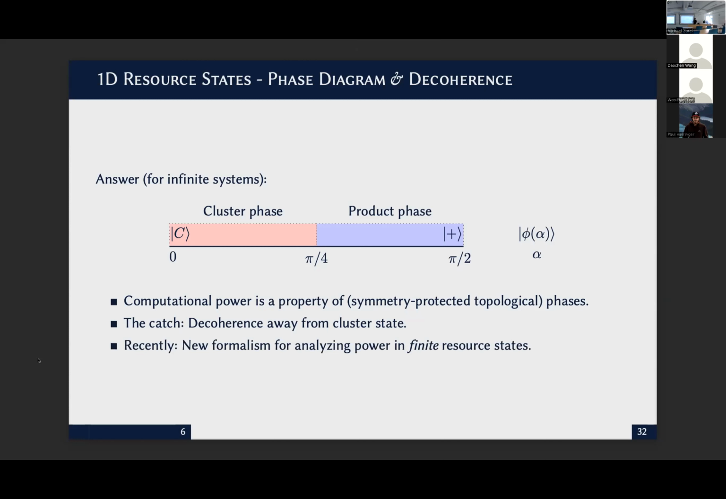Fortunately, new formalisms have been developed, in particular, connecting the string order parameter from condensed matter physics with computational order, that work just as well for analyzing computational power in finite resource states, which is really going to help if we want to demonstrate anything experimentally.